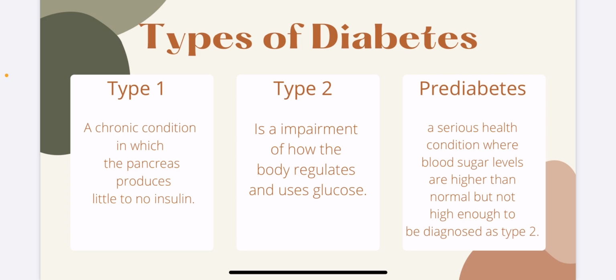And then type 2 is an impairment of how the body regulates and uses glucose, which can also be a very big problem and cause many different health issues and problems in the future, which then affect the patient's occupations. And lastly, we have prediabetes, a serious health condition where blood sugar levels are higher than normal but not high enough to be diagnosed as type 2 yet.